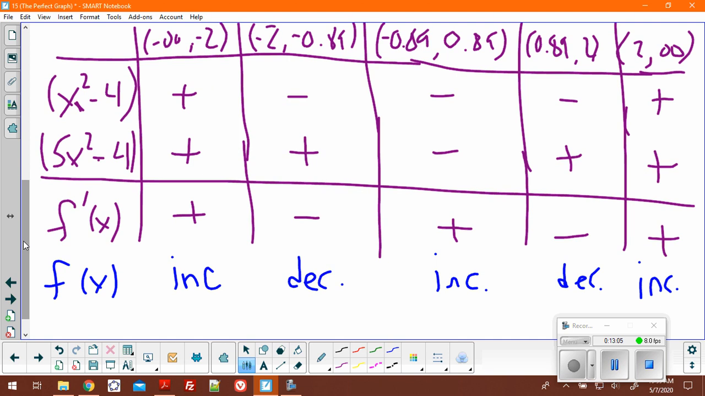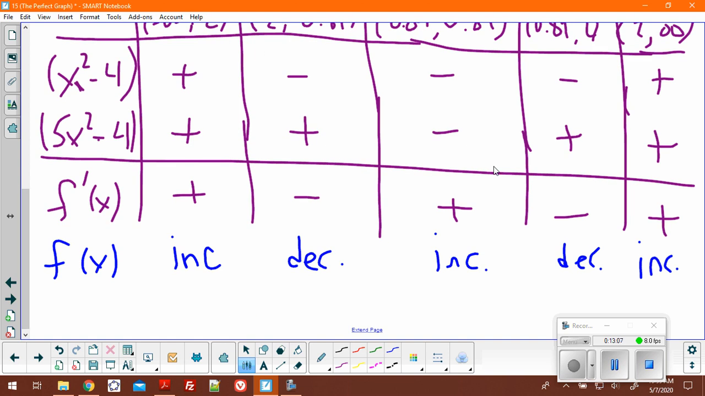So in terms of my different points, it goes from increase to decrease at negative 2, so this is some kind of a max. It goes from decrease to increase to the next one, so this is going to be some kind of a min, and then a max, and then a min. So it's going to alternate between max, min, as we go through.